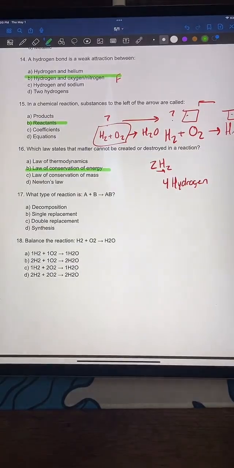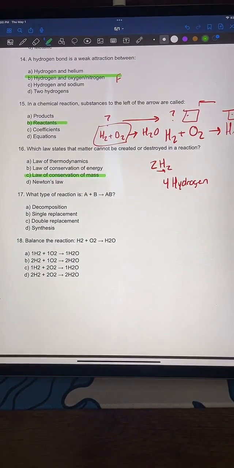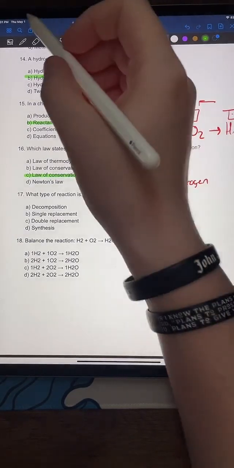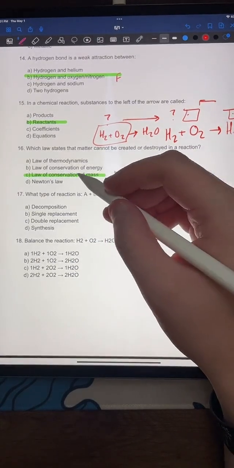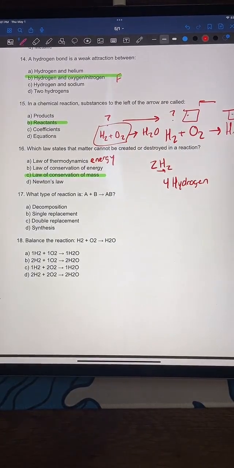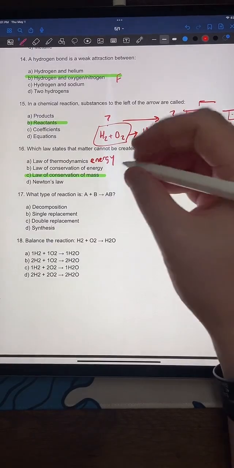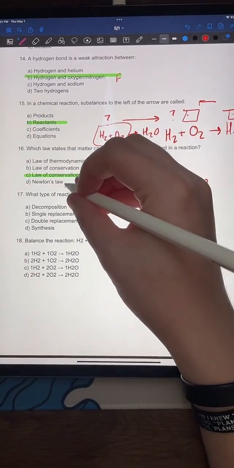The answer is B. It is the law of conservation. Oops, hold on. Sorry, I circled the wrong one. Law of conservation of mass. So this law states that mass remains constant in a chemical reaction. So it is the law of conservation of matter that states matter cannot be created or destroyed in a reaction. The law of thermodynamics deals with energy. The law of conservation of energy applies to energy. Newton's law deals with motion.